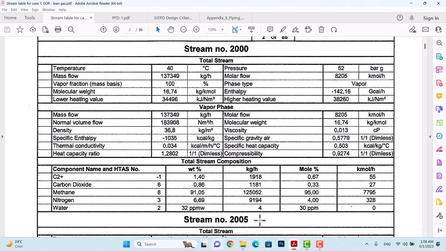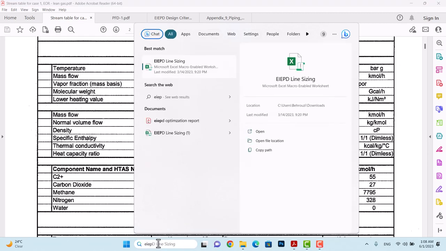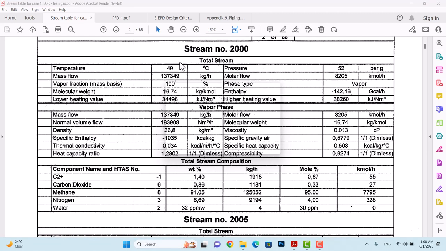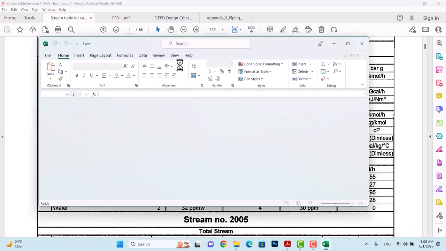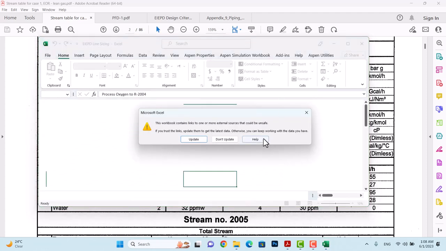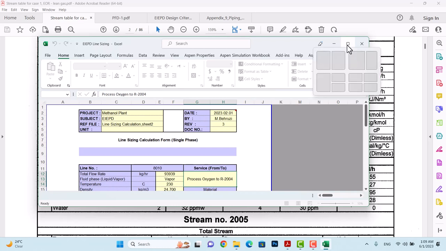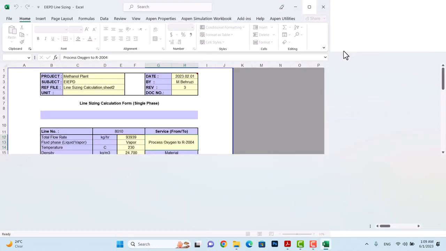So let's open the line sizing Excel. I have used this Excel many times, and its results are perfect. When I have checked it many times with Aspen Plus and Aspen HYSYS.